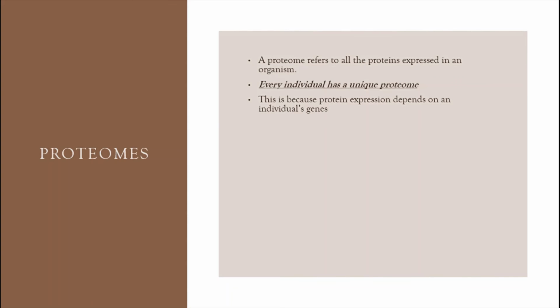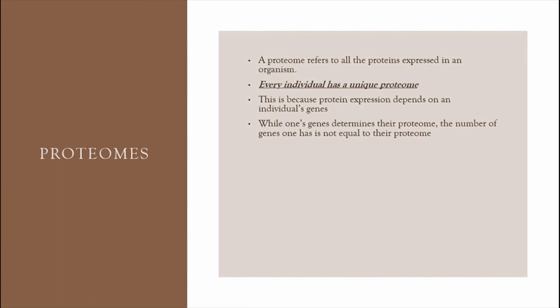All right, let's have a little bit of a look at what proteomes are. A proteome refers to all the proteins that are expressed by an organism. Every individual has a unique proteome, and this is because protein expression, or the proteins made by an individual, depends on that individual's genes. And so that's why each individual has a unique proteome, because every individual has unique genes.